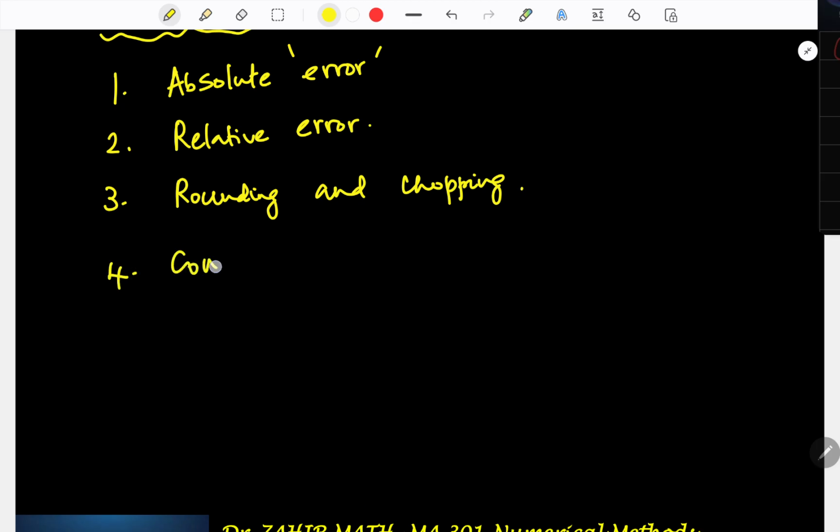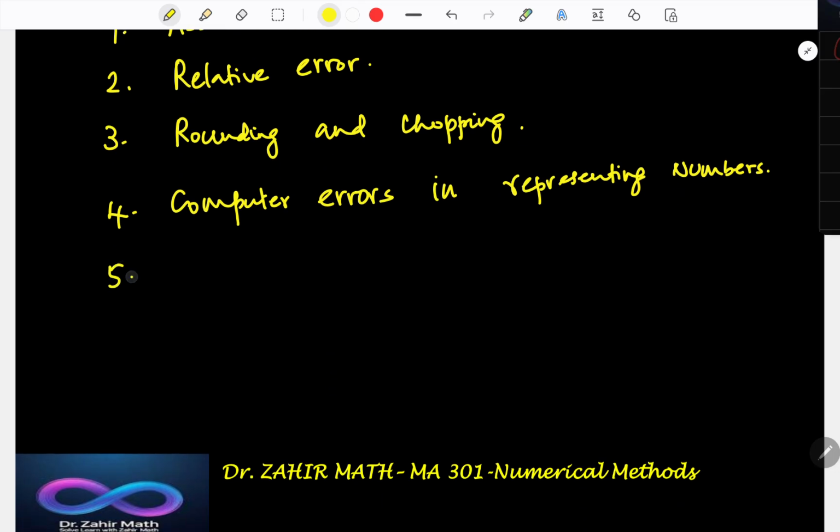Number 4 is computer errors, which happen in representing some numbers, because computers cannot handle big numbers and cannot handle very small numbers either. The next, some approximations you are going to study using a series called the Taylor series. Of course, you studied the Taylor series in some courses. So these are the 5 topics we are going to see in this video with small examples.